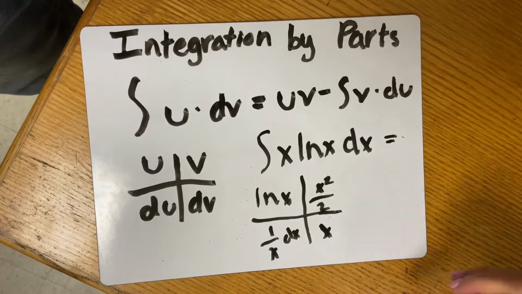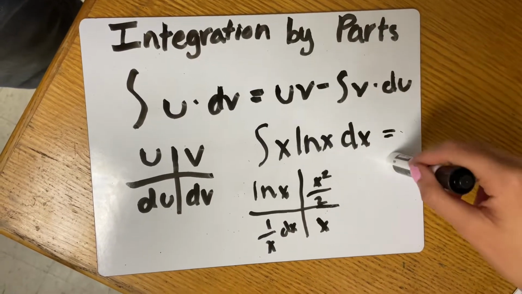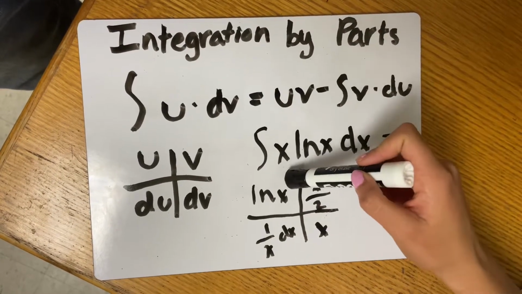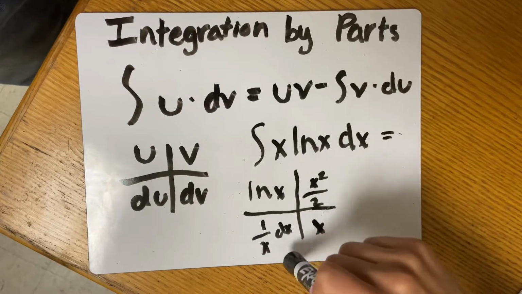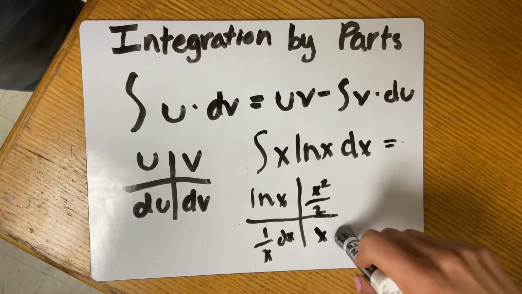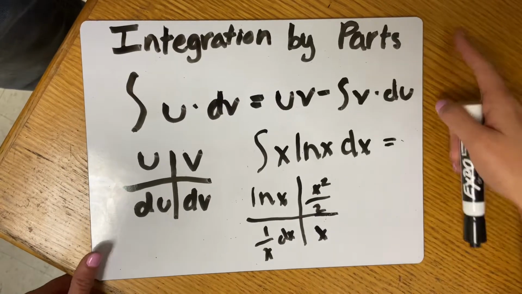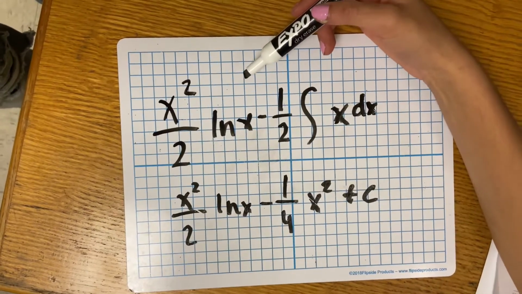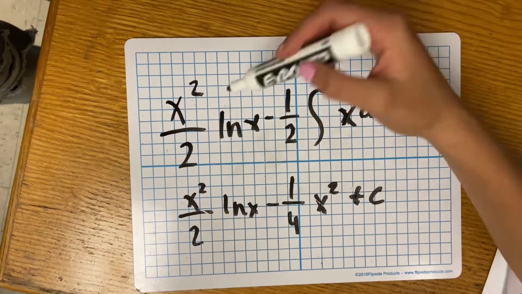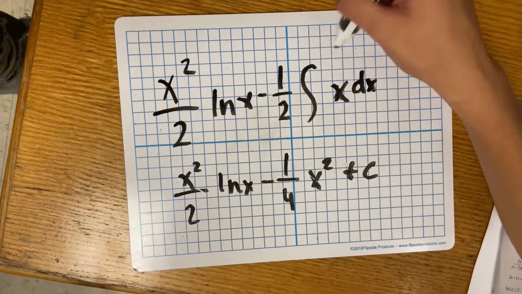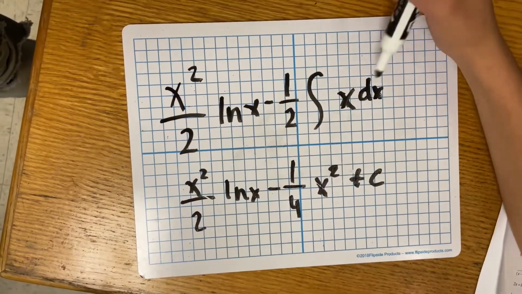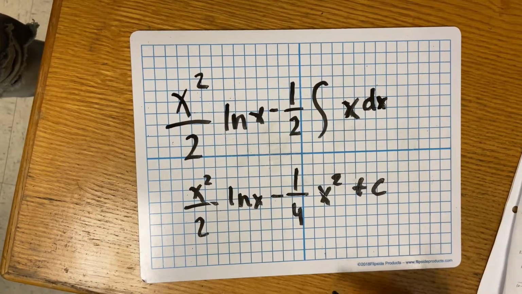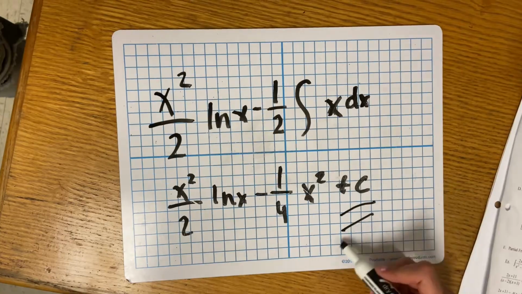Here's an example. To integrate x times ln of x in terms of x, we first create our little chart where we put ln of x as the u and then derive that. And then x as dv and then integrate that since it's a simple integration. So the final answer we get is x squared over 2 times the ln of x, minus 1/2 the integral of x, which is also very simple to integrate and simplify. So we get x squared over 2 times the ln of x minus 1/4 x squared, but don't forget the plus c. All of these need plus c.